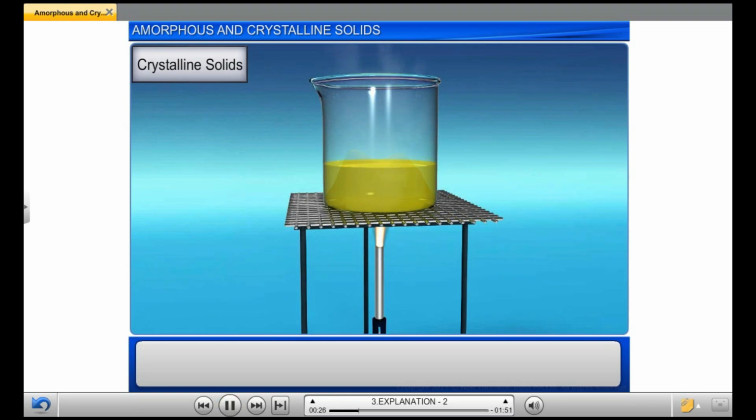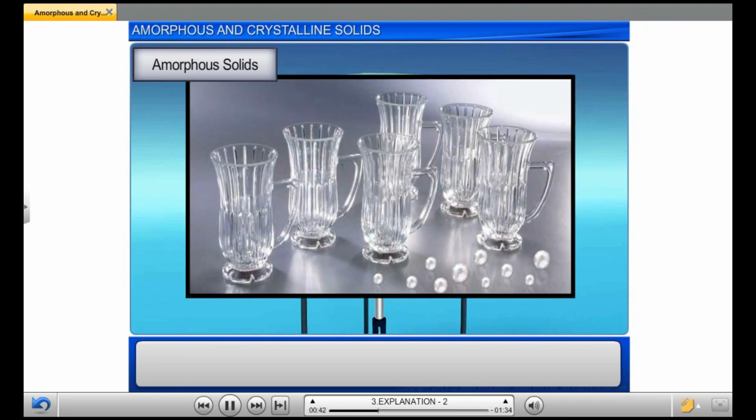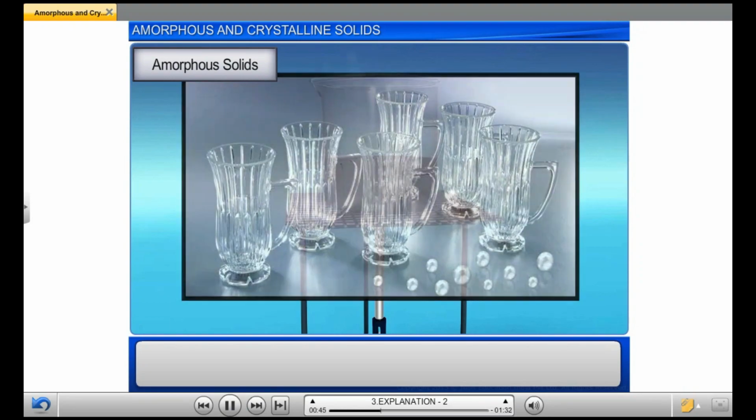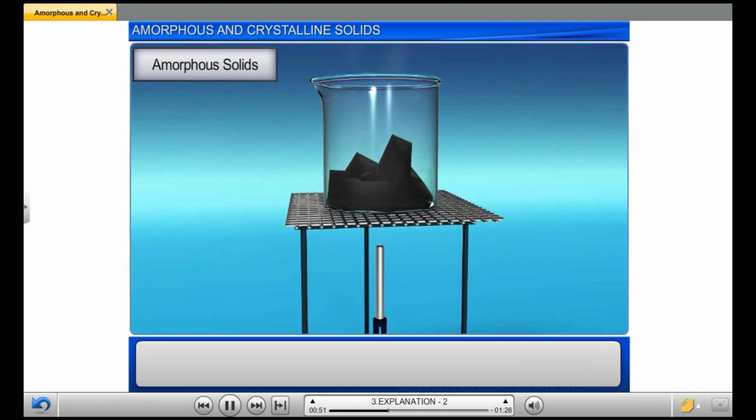Glass, rubber, and plastics are examples of amorphous solids. In many respects, these solids resemble liquids. They flow very slowly at room temperature and are regarded as supercooled liquids in which the forces holding the molecules together are so great that the material is rigid, but there is no regularity in the structure.